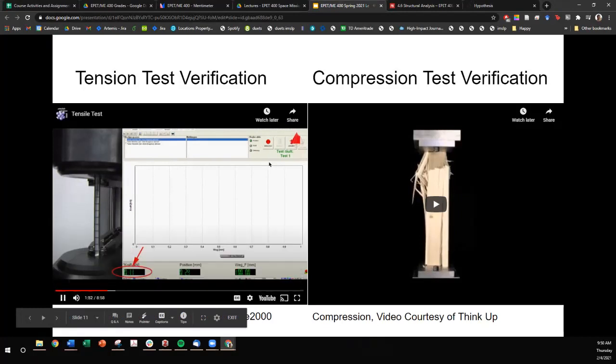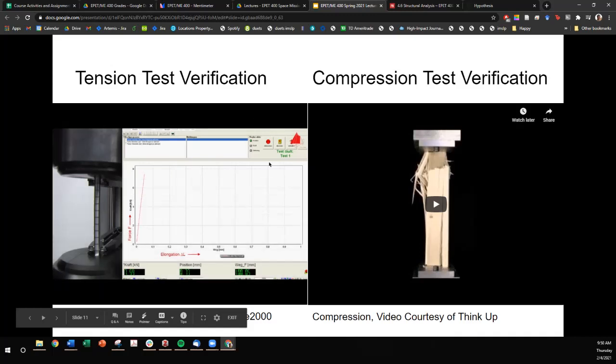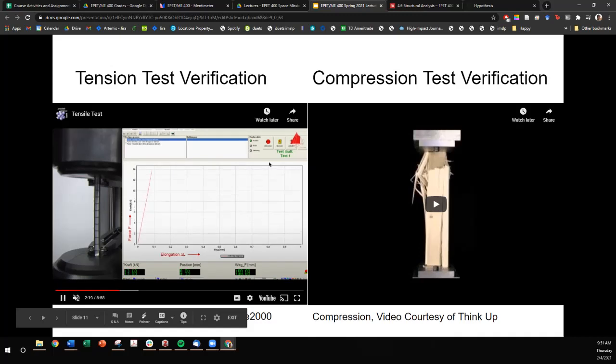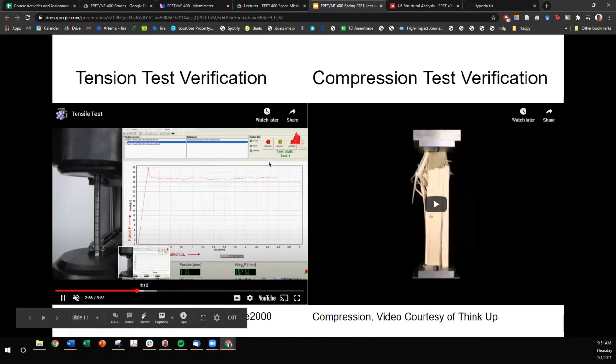Then you're applying load. And you have a machine that's measuring the load as you're applying load. It's reactive force. You're also measuring the elongation of the sample over time. At some point, the sample starts to yield, and then you keep applying load to see where the ultimate strength fails. So I'll let this play out.